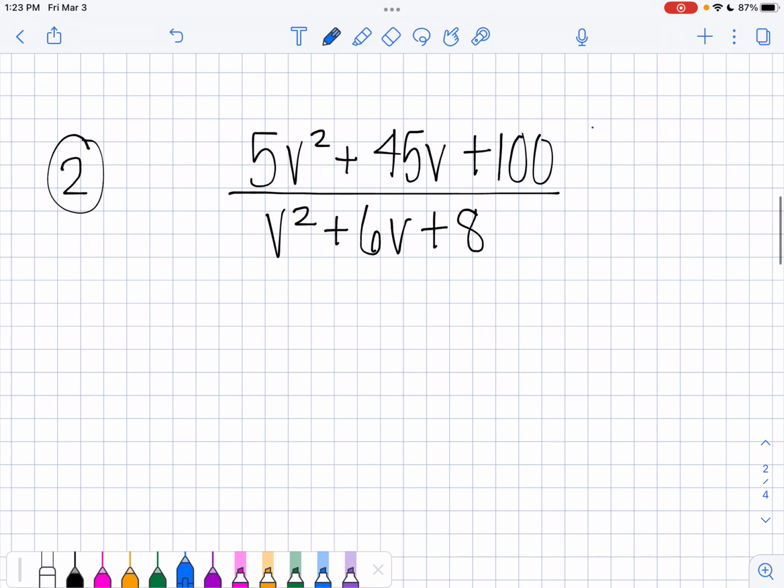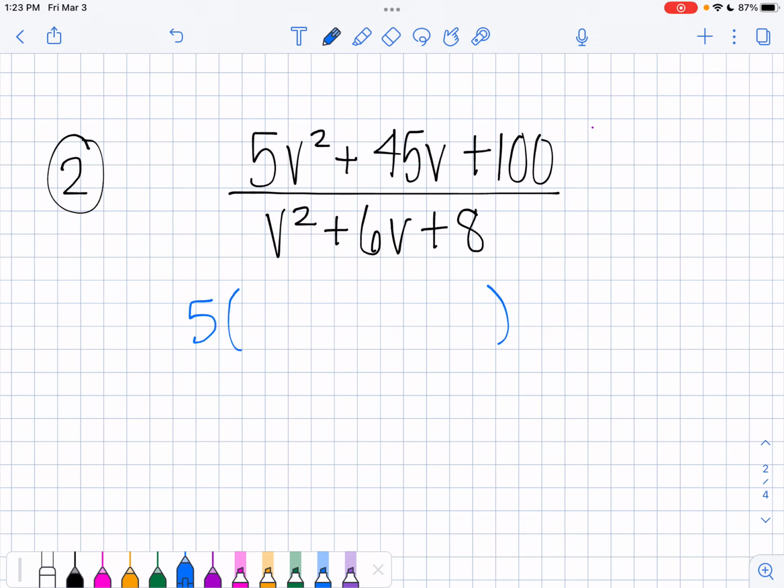Okay, next one. 5v squared plus 45v plus 100 divided by v squared plus 6v plus 8. Okay, first thing here, we're going to start on the top of our list. Says find a GCF. So I'm going to start at the top and find my greatest common factor. Do I have one? Is there something that goes into 5v squared, 45v, and 100? Yes, a 5 goes into everything. So I'm going to write a 5.